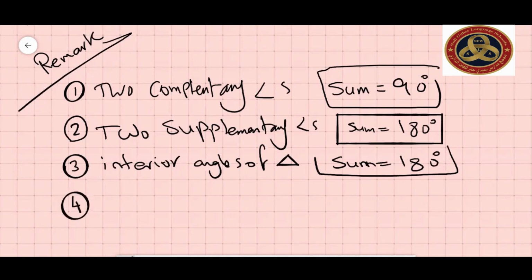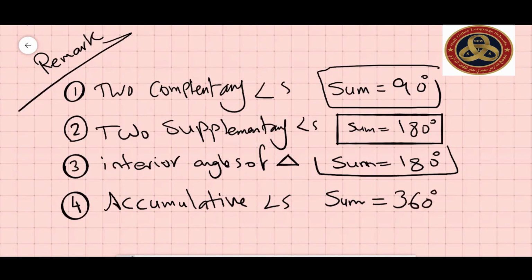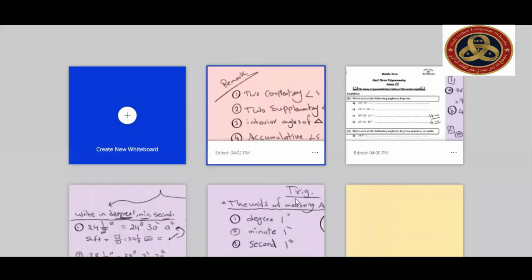Okay. The last remark which we have. Who can tell me what is the meaning of accumulative angles? Accumulative angles mean, excellent, their sum equals 360. Remember this remark? Okay. Now we can solve an example on this part to understand more.